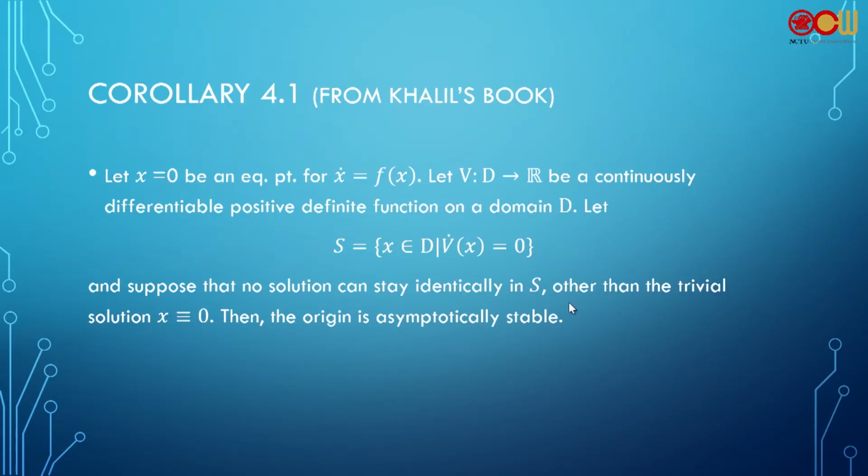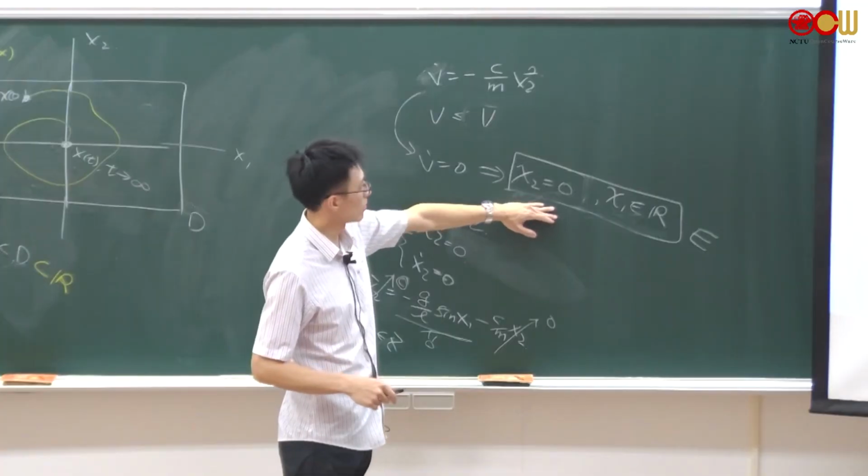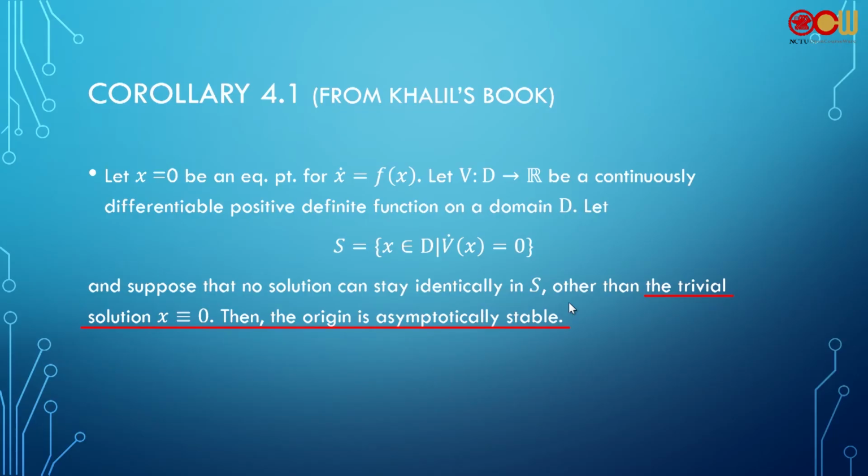This is another corollary which is similar to the one we used here. Let s equal to 0 be an equilibrium point for some dynamics x dot equal to f(x), and let V, a mapping from D to R, be a continuously differentiable positive definite function on the domain D, and S is the invariant set which is similar to the set E defined here. Suppose that no solution can stay identically in S other than the trivial solution. Trivial solution means the origin.